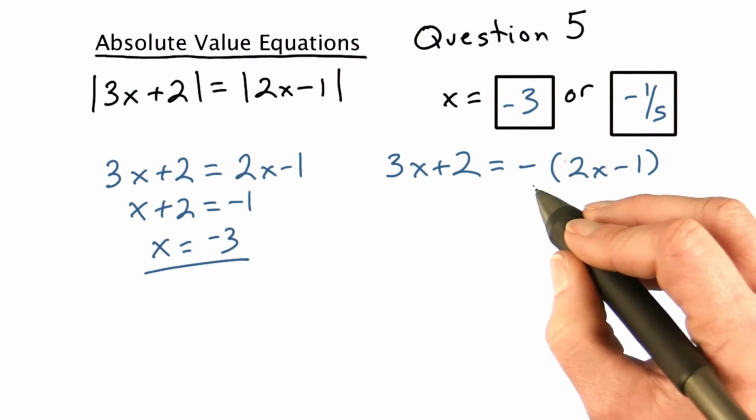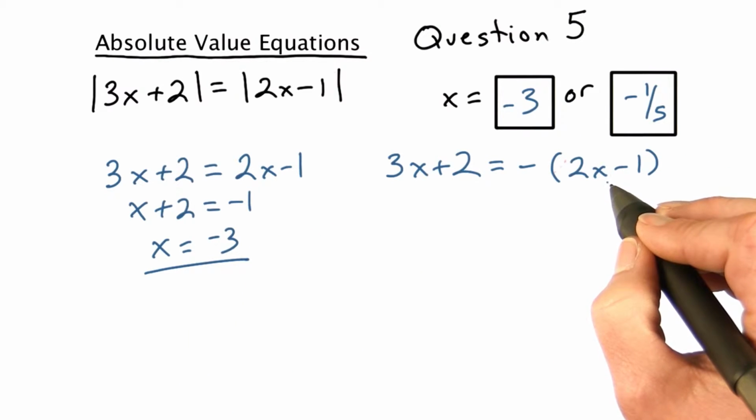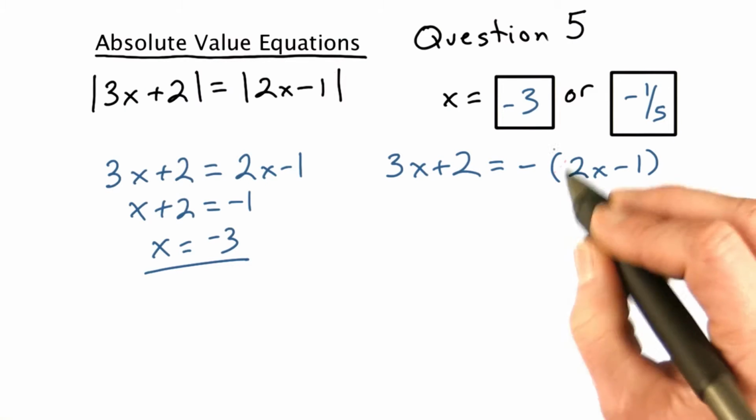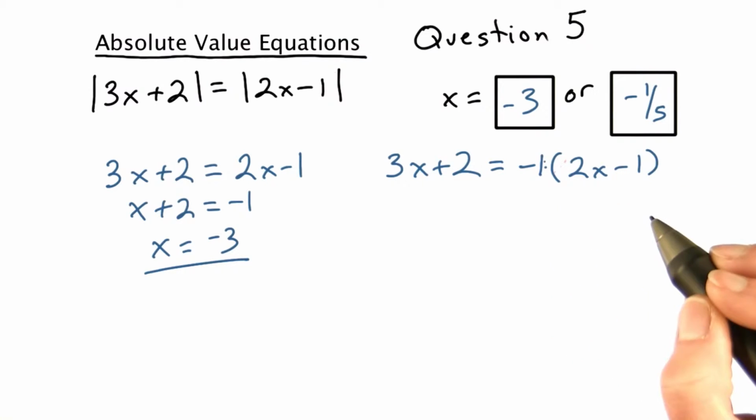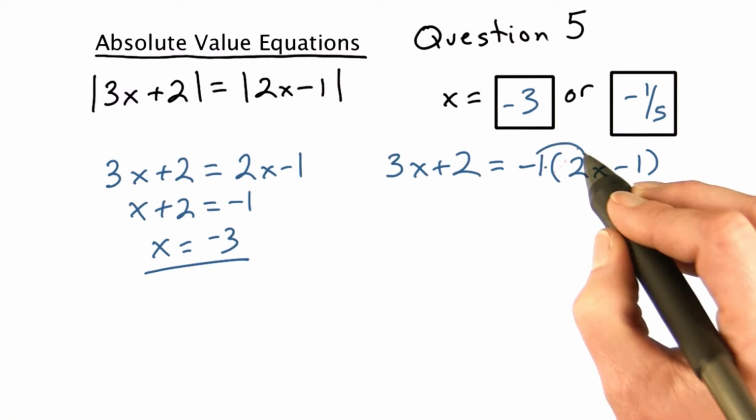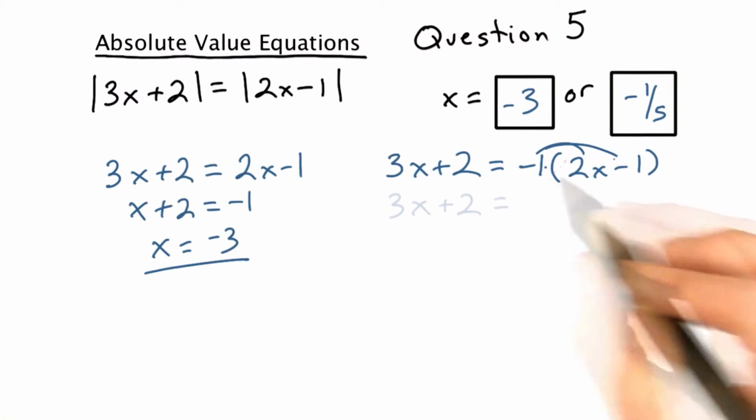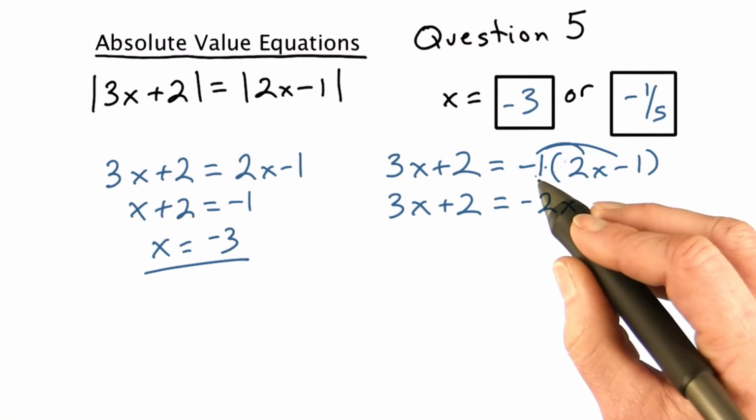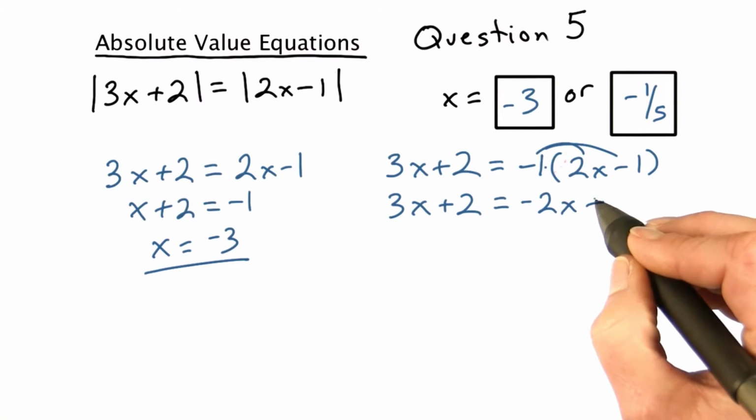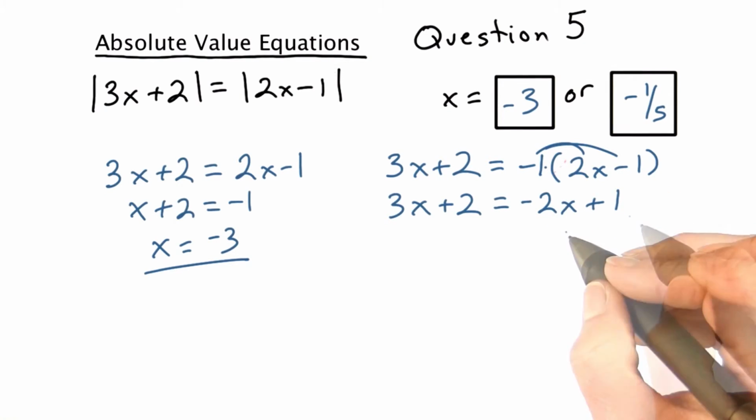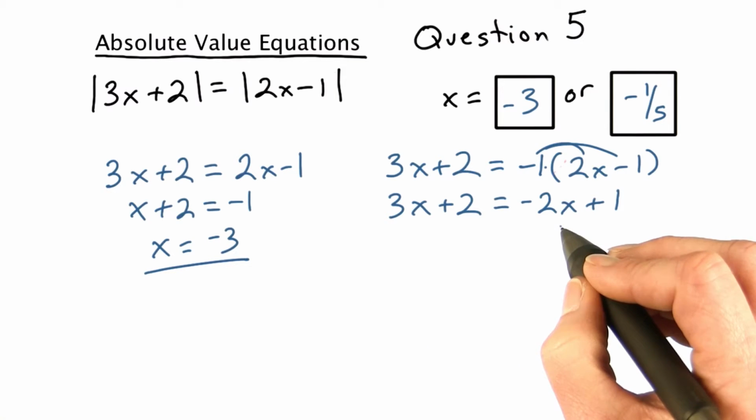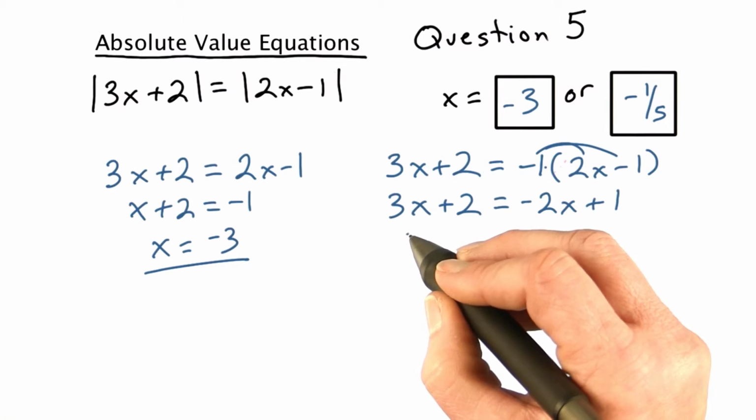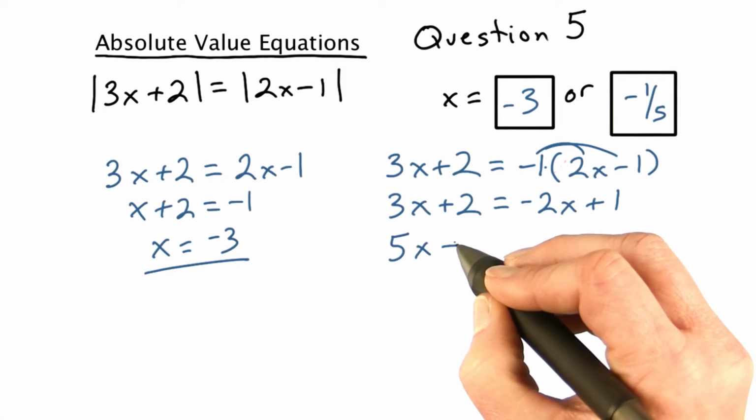We have to be a little more careful here. I have -(2x - 1), which means -1 times (2x - 1), which means I need to distribute that negative sign. -1 times 2x is -2x, and -1 times -1 is +1. From here, I'm going to add 2x to both sides, which gives me 5x + 2 = 1.